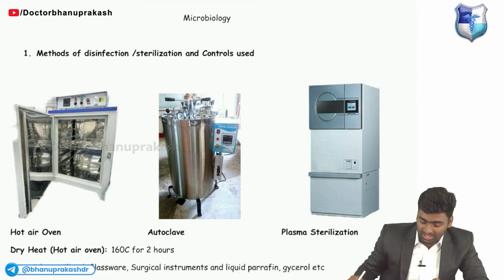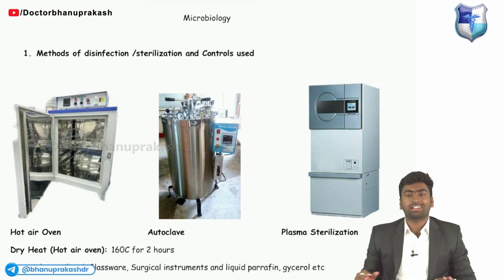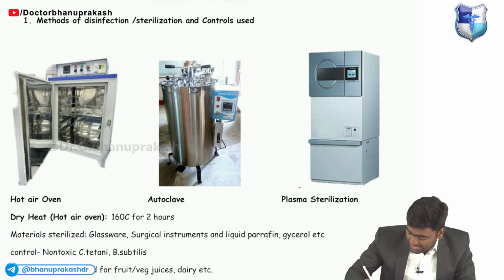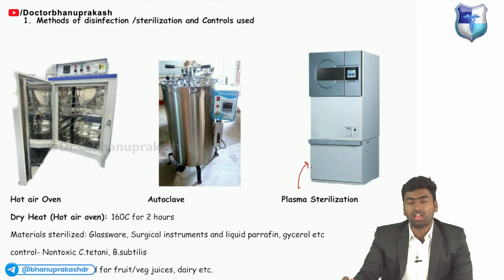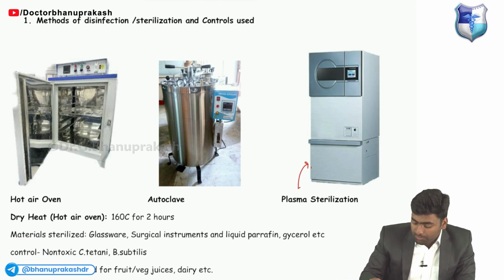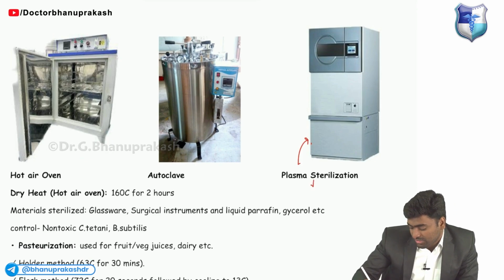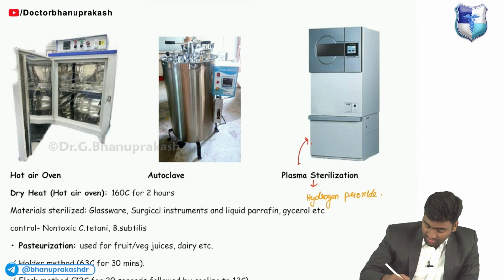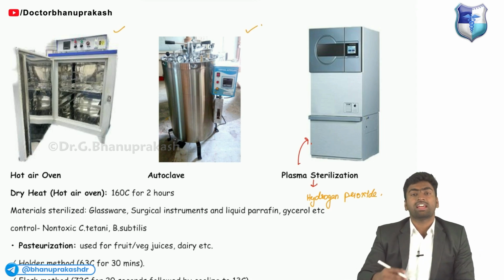Okay, we'll start with the first. If you see, there are different methods of sterilization. In the previous FMGE examination, they asked about plasma sterilization. How they asked is: what is the component you will use for plasma sterilization? The answer was hydrogen peroxide. So hydrogen peroxide. Right?